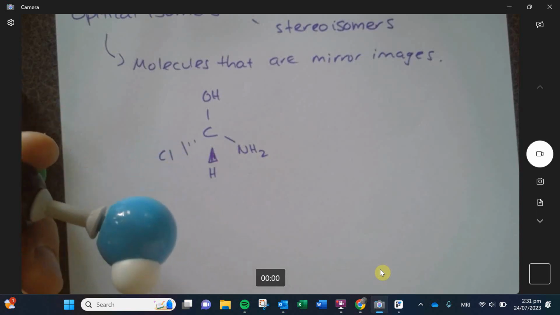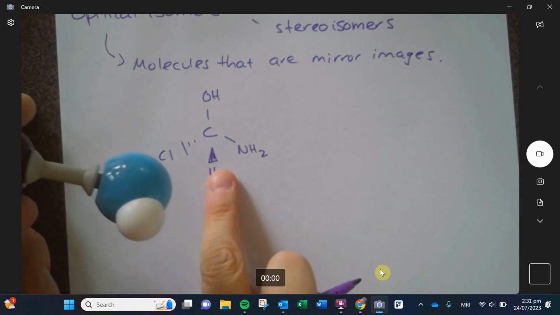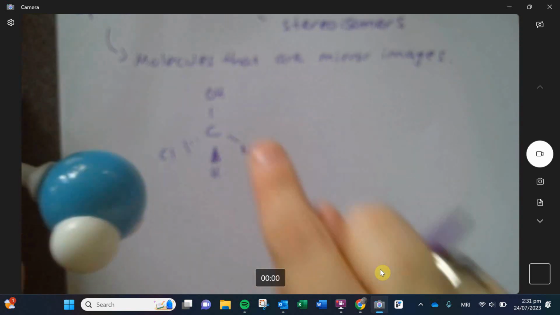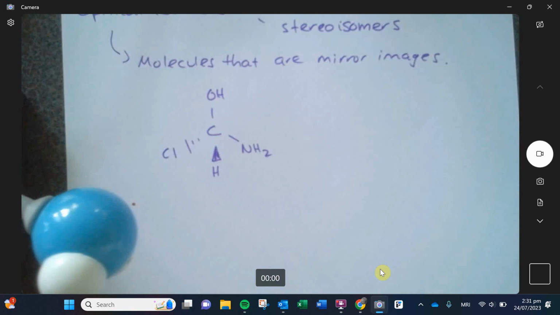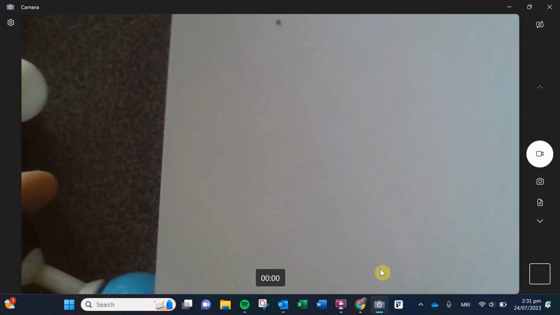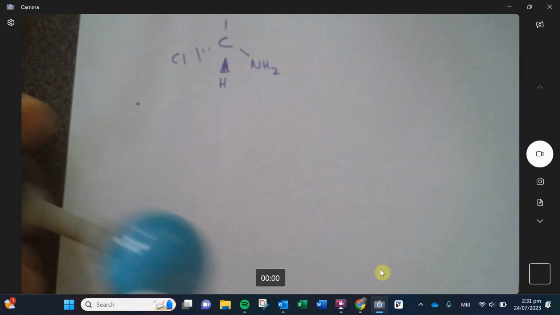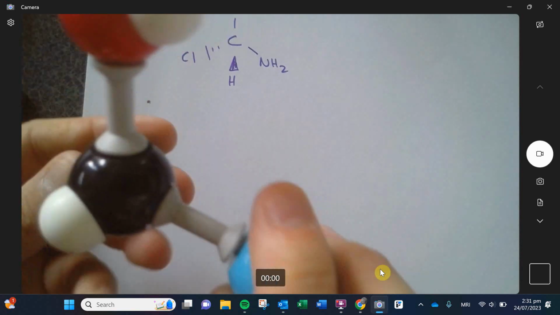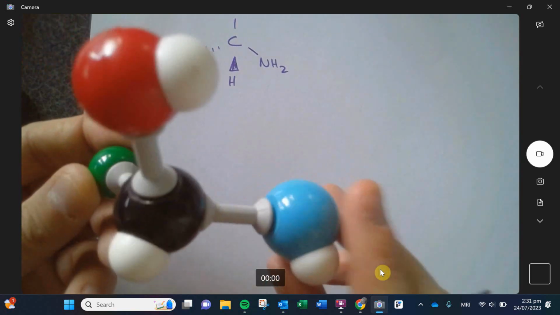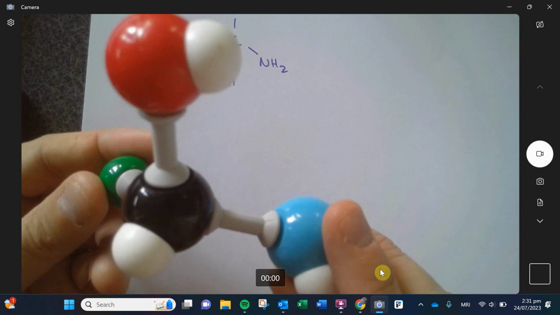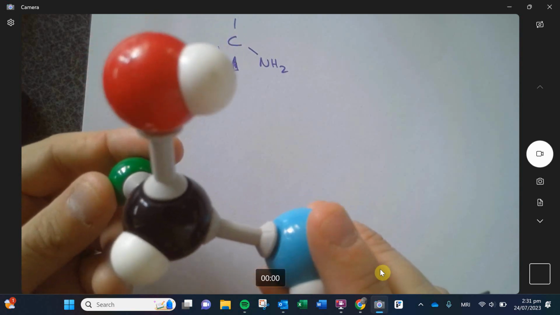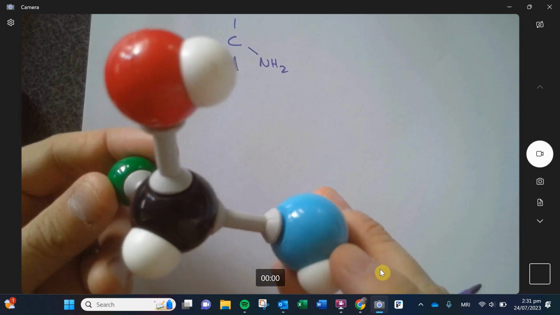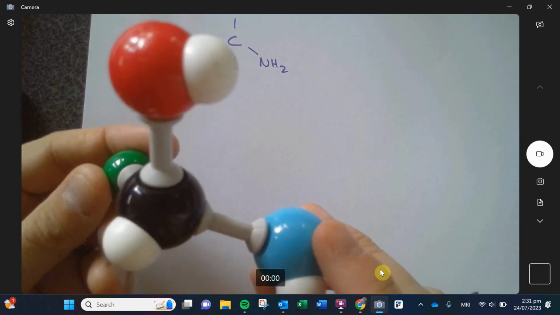Do you want me to explain again? Okay. The triangle means that this is coming out towards me. The straight lines refer to it being within the plane. So if my paper was the plane, it's within the plane. And then the dashed lines tell me that it's behind the plane. It's like going into the ground. It's just a way for me to communicate 3 dimensions. Okay. You understand that?